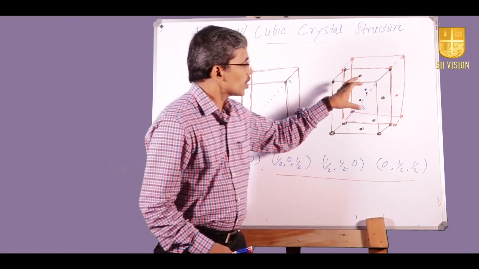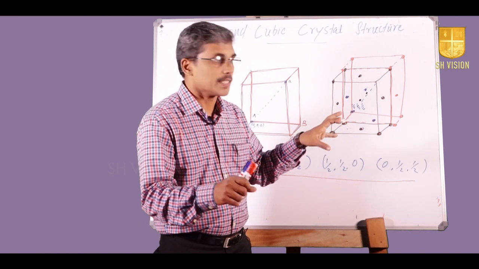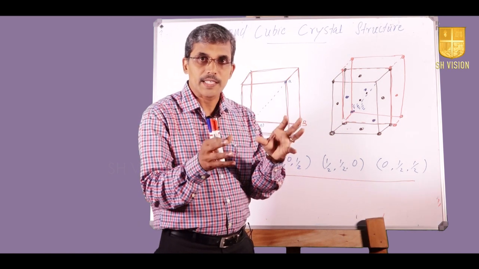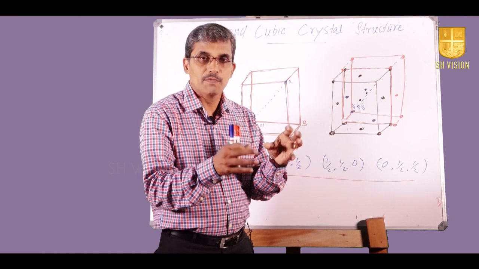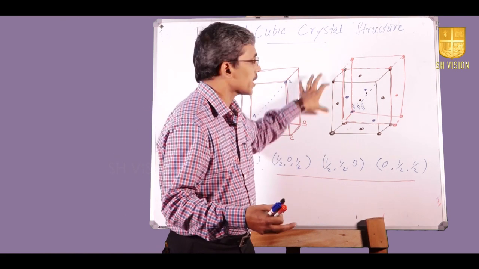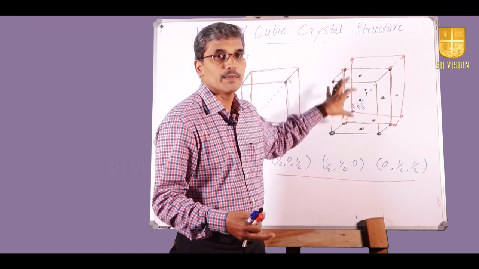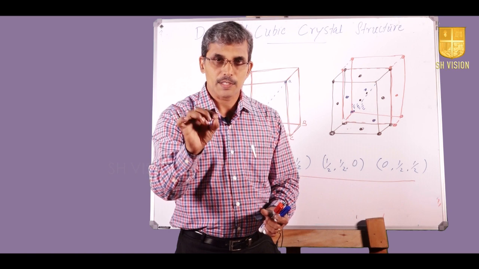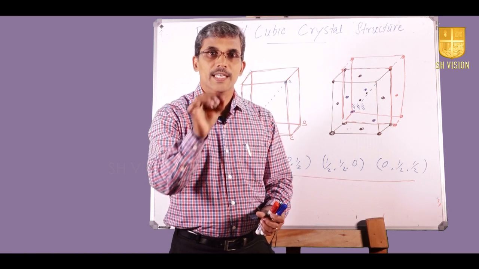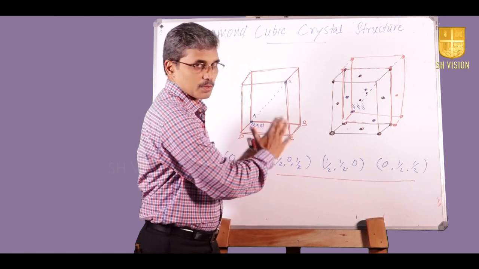Now, in order to understand this better, we have to work it out with the help of the unit cell. The unit cell is the basic structural unit which, when repeated in three-dimensional space, gives the complete crystal structure. So what is the unit cell of the diamond cubic crystal structure? The diamond cubic crystal structure has a cubic unit cell. So the unit cell is purely a cube. We will try to see.